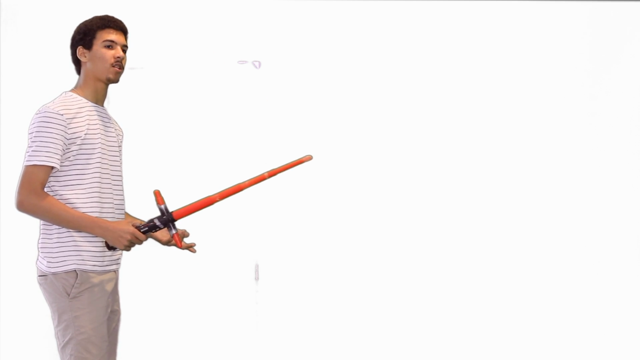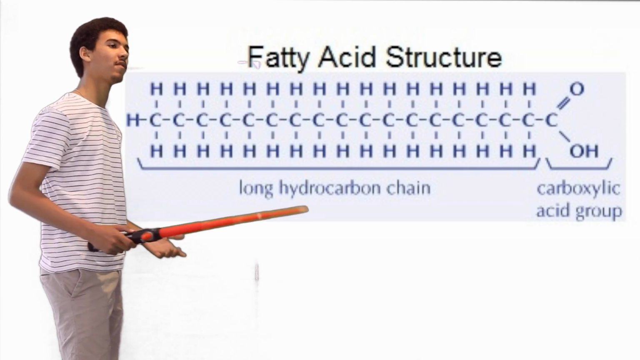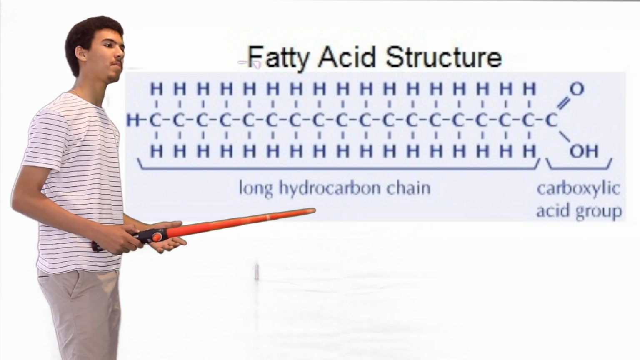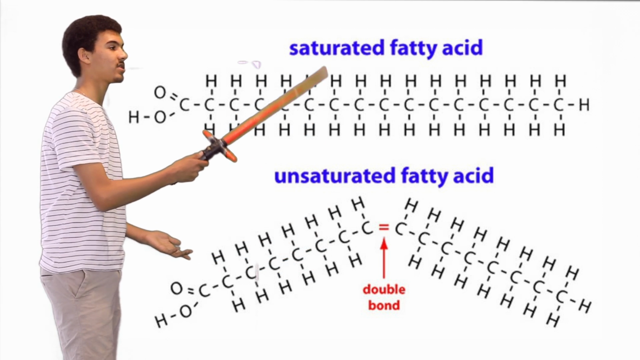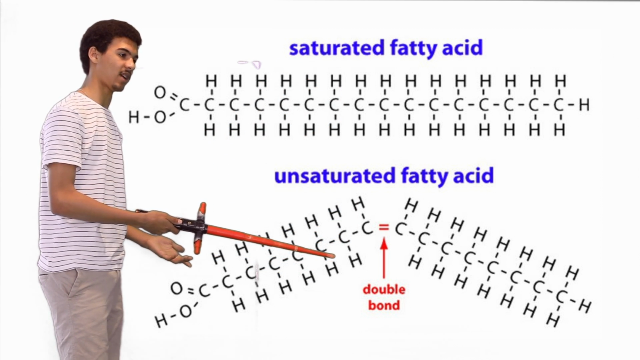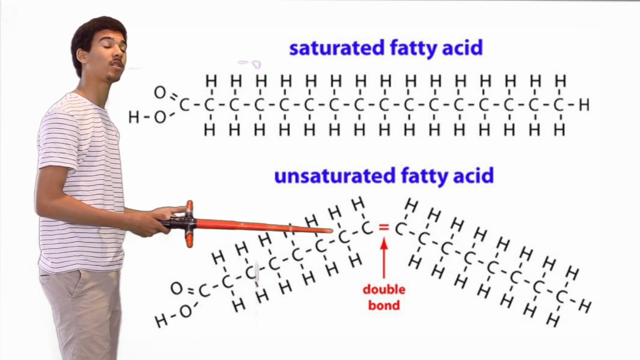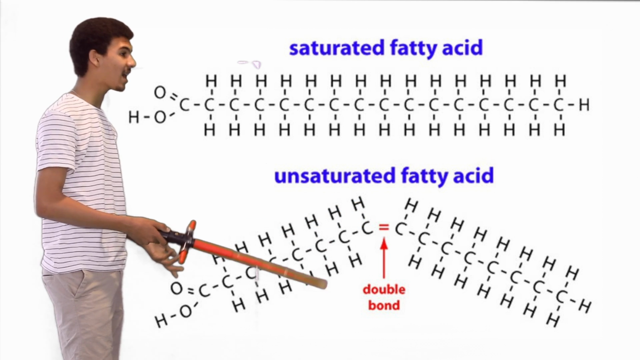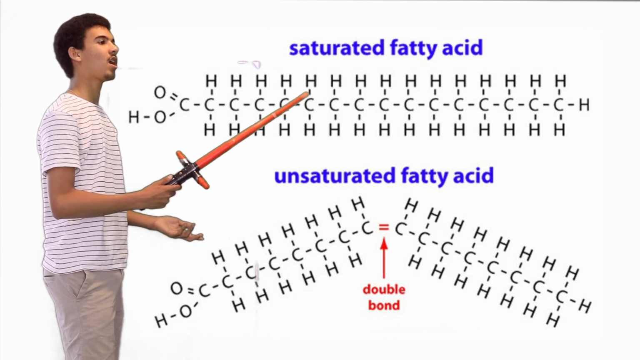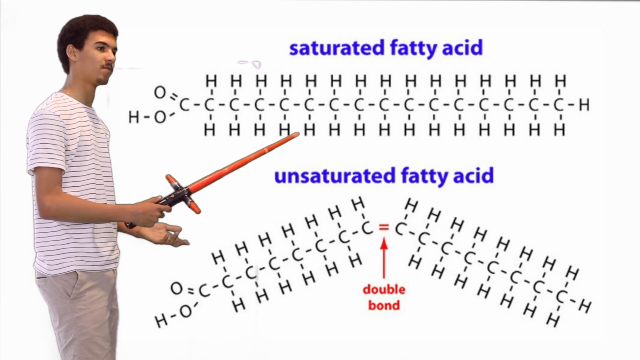The next macromolecule is lipids. Lipids are so large that they don't have a monomer. Lipids are made up of one of 2 types of fatty acids, either saturated or unsaturated. The unsaturated are not covered completely in hydrogens. There are a couple of carbons that have no hydrogens attached to them, while in the saturated, each and every carbon has hydrogens on both sides.